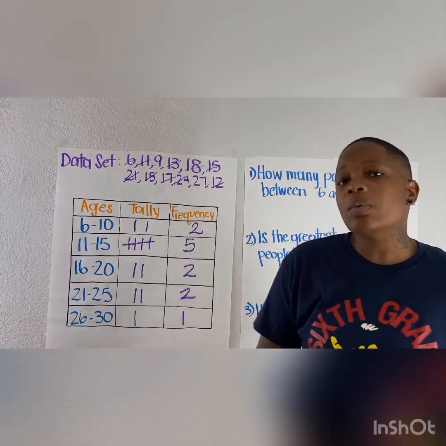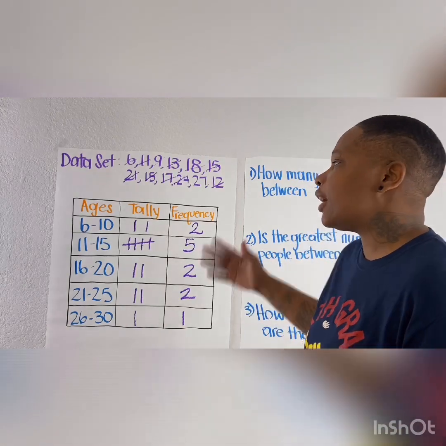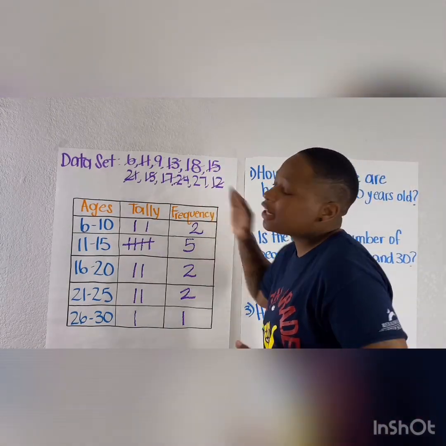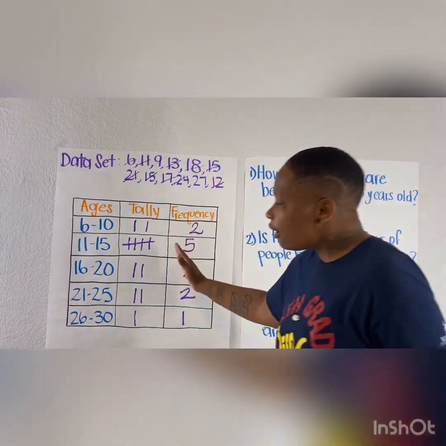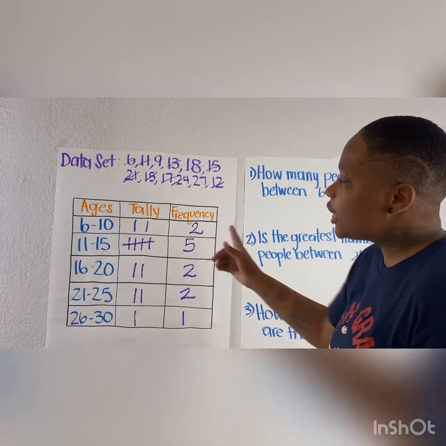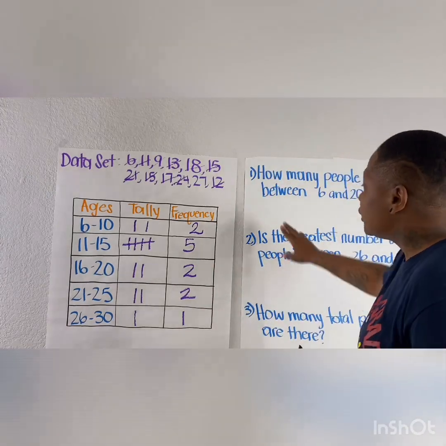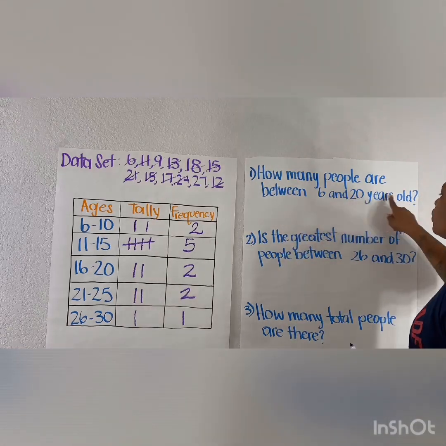And the reason why we want to organize into a frequency table is so we can answer a few questions just by looking at this frequency table. And that's today's lesson. Being able to look at our frequency table and answer a few questions. So here are some questions I made based off last night's homework. Question number 1, how many people are between 6 and 20 years old?